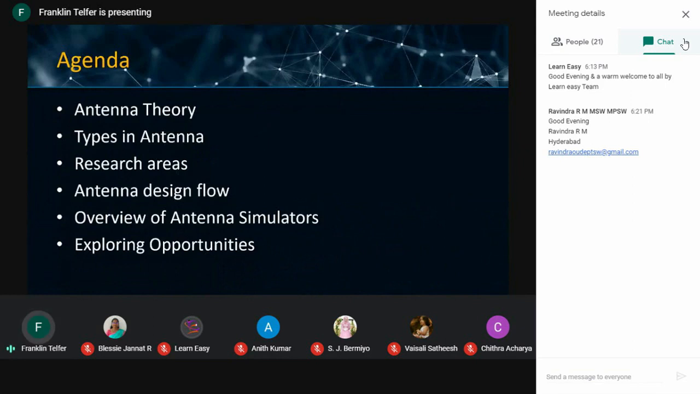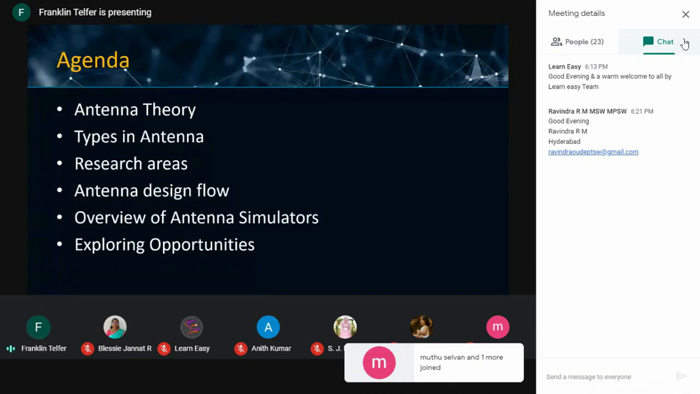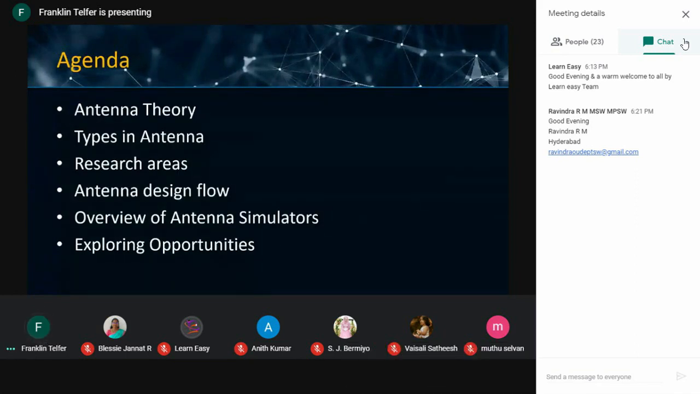So this webinar session comprises the future of antenna technology. First of all, we'll deal with what an antenna is, and consequently what the types of antennas are. Apart from that, we will see some of the parameters involved in these antennas, and we will forecast the research areas where antenna technology will be used in the coming generation.